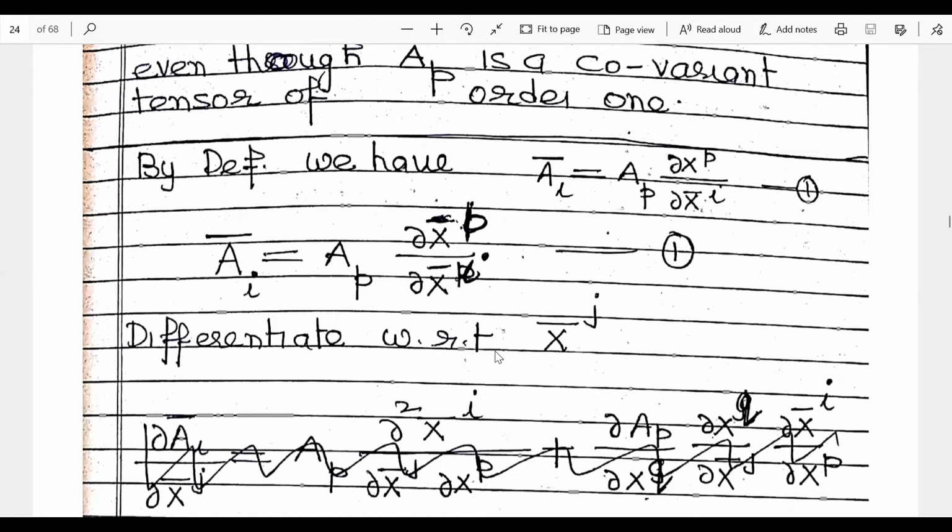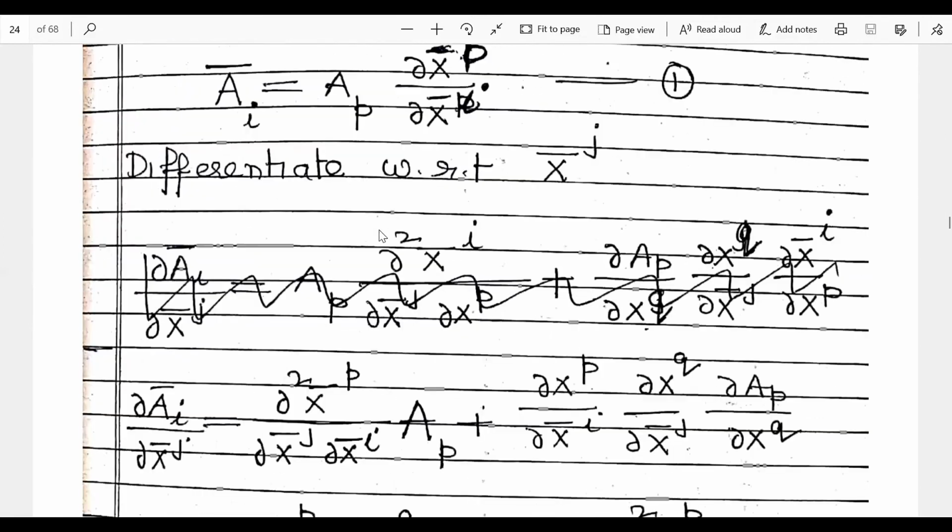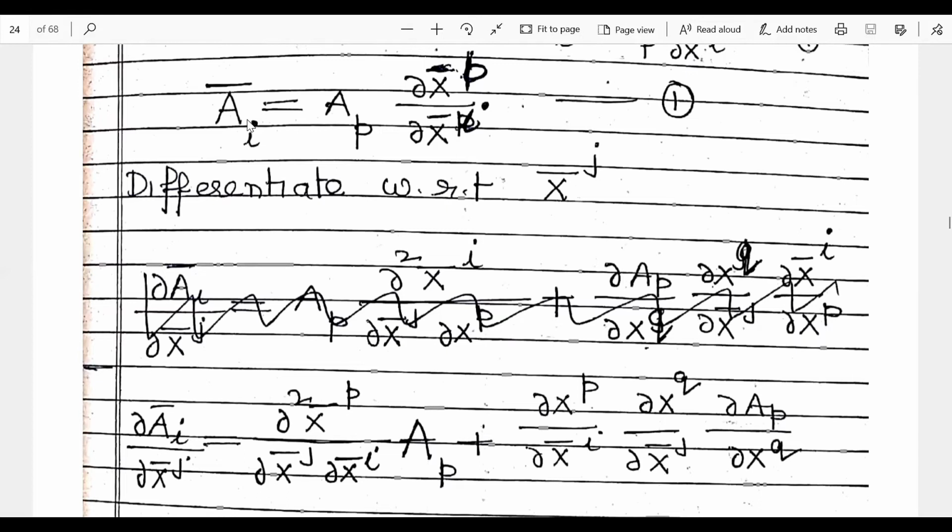Now differentiate this equation with respect to x bar j. Remember, bar is differentiated with the bar variable, and the simple, unbarred one is differentiated with the simple variable. So remember this. Now we differentiate this term with respect to x bar j.